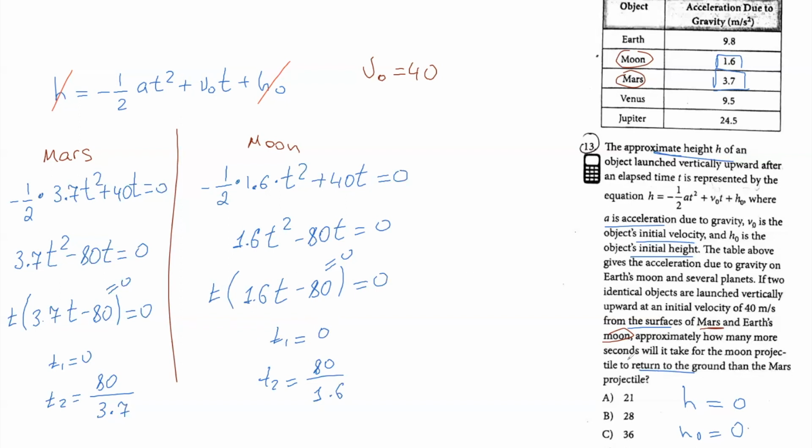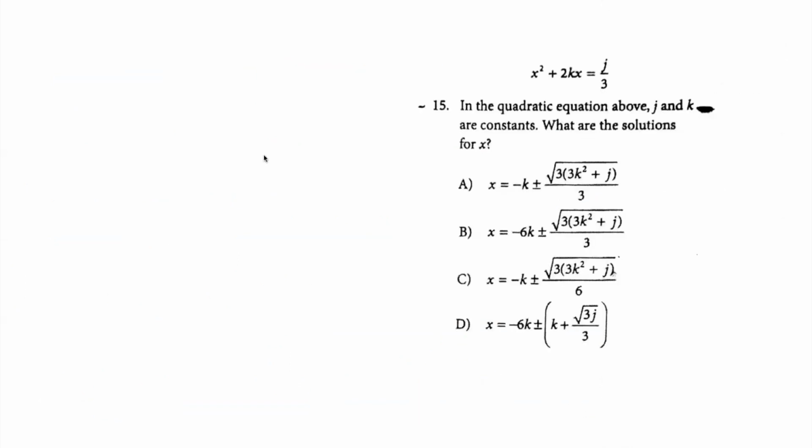Of course, they say approximate. We are going to use our calculator because it is the calculator section. If we divide 80 by 3.7, the result is approximately 22. And if we divide 80 by 1.6, it is 50 exactly. They ask for their difference. Difference is what? 50 minus 22. That is 28. The answer is B.